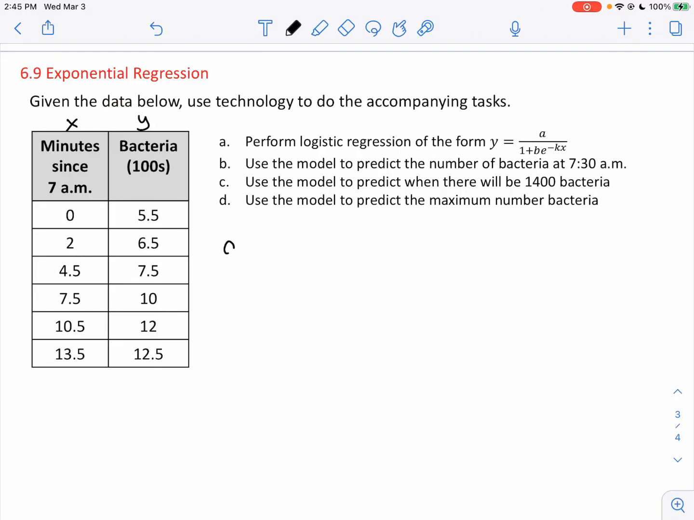All right, so for part A, we have y is equal to a over 1 plus b e to the negative kx. You could have left the negative off this model, and then k would have turned out to be negative for us. But because I have the negative typed in, then the k turns out to be positive. So we'll have to write in what a is, what b is, and what k is.